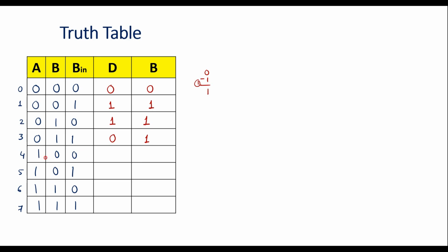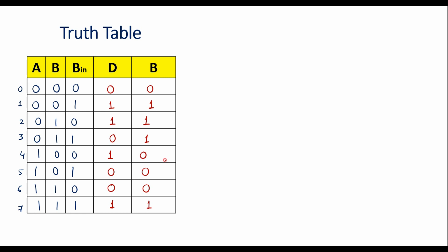For 1, 0, 0, difference is 1, borrow is 0. For 1, 0, 1, that is 1 minus 0 is 1, 1 minus 1 is 0, so difference is 0, borrow is 0. For 1, 1, 0, that is 1 minus 1 is 0, 0 minus 0 is 0, so difference is 0, borrow is 0. For 1, 1, 1, 1 minus 1 is 0, 0 minus 1 is 1, so difference is 1 and borrow is 1.